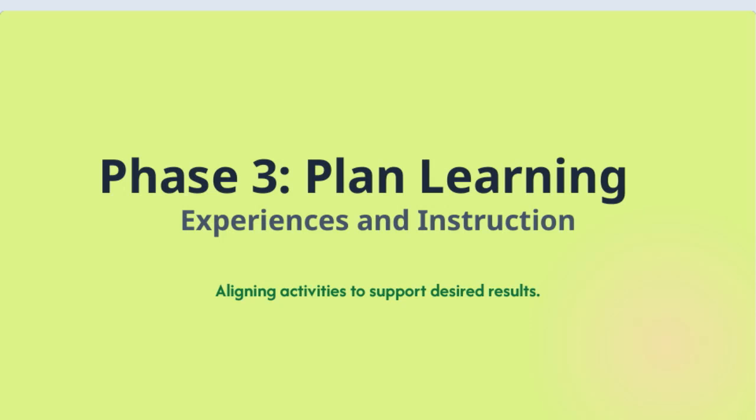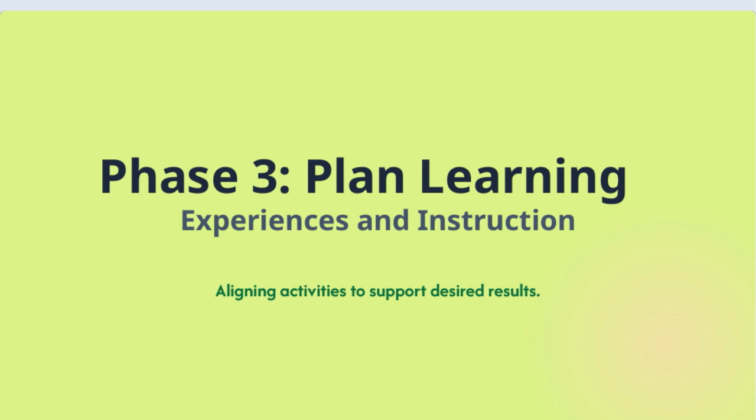Let's take a look at slide 6, which focuses on aligning activities to support the desired results. In phase 3, we are planning learning experiences and instruction that truly drive those results forward. The key here is making sure every activity or lesson is purposefully aligned with our overall goals. This means carefully selecting and designing activities that directly support what we want learners to achieve. When we do this well, we create a clear pathway from instruction to results.